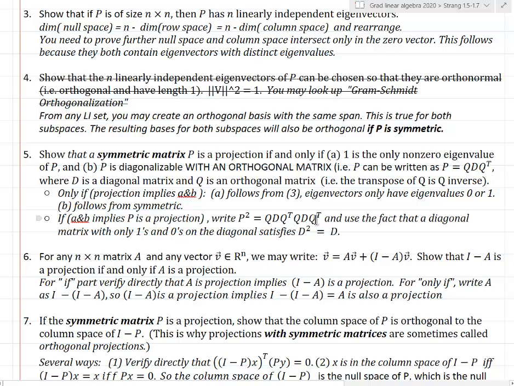Now, what do we know about D squared? Well, part A says that 1 is the only non-zero eigenvalue of P. That means that D must have 1s and 0s on the diagonal. Any matrix that is diagonal with only 1s and 0s on the diagonal must satisfy D squared equals D. You can convince yourself of that by writing some of these matrices and seeing that whenever you multiply any two matrices with those conditions, the square is always the same matrix. So that gives us that P squared equals P, and that gives us that P is a projection.